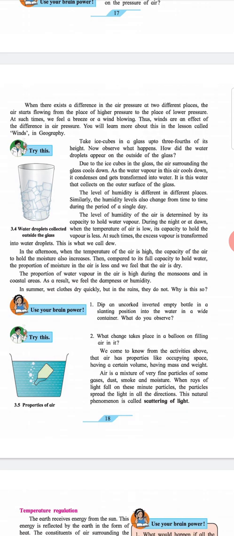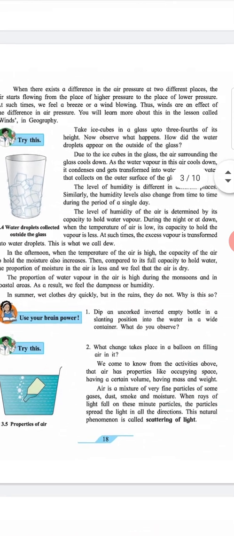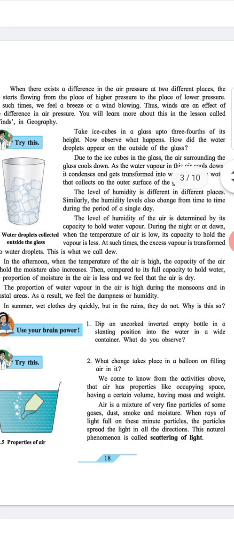Try this. Take ice cubes in a glass up to 3/4 of its height. Now observe what happens. How did the water droplets appear on the outside of the glass? Due to ice cubes in the glass, the air surrounding the glass cools down. As the water vapor in the air cools down, it condenses and gets transformed into water. It is this water that collects on the outer surface of the glass.